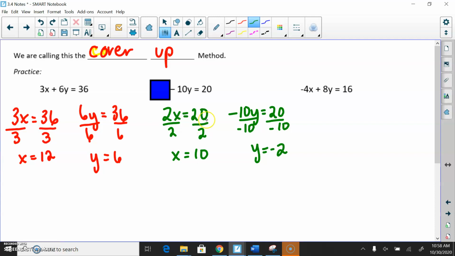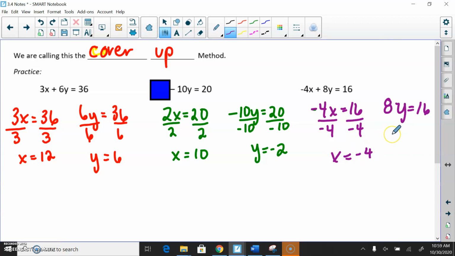I'm going to do the last one, and I'm going to do it the same way, but I'm not actually going to use the box this time. I'm going to just say, okay, I have to do negative 4x equals 16 and 8y equals 16. I'm going to divide this by negative 4. And I get x equals negative 4. So that would be my x-intercept. And divide this one by 8. I get that my y-intercept is 2. And I could use that then to graph.